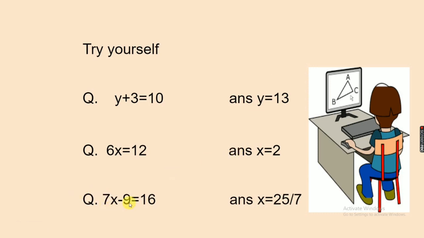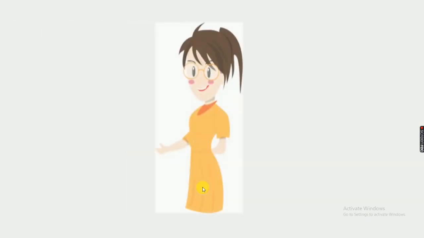Here is one more. 7x minus 9 is equal to 16. Here you have to find out the value of x.